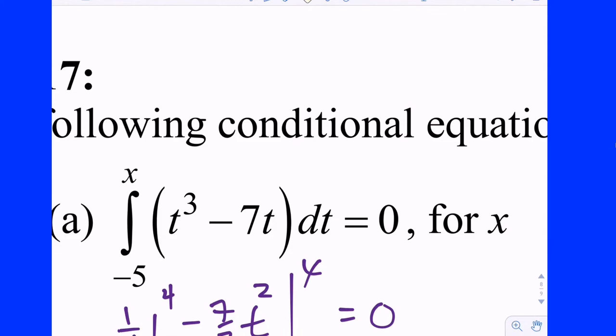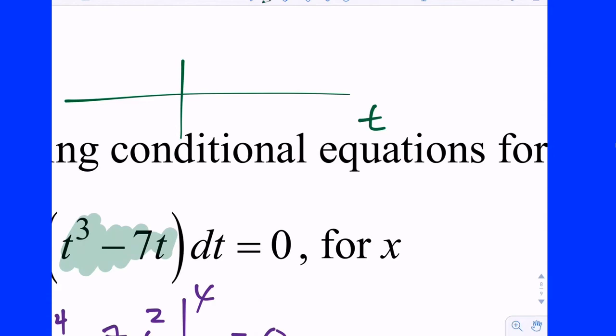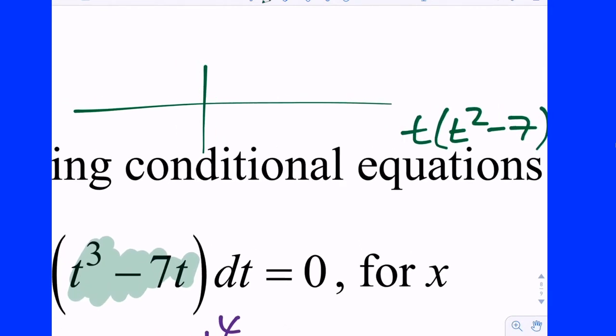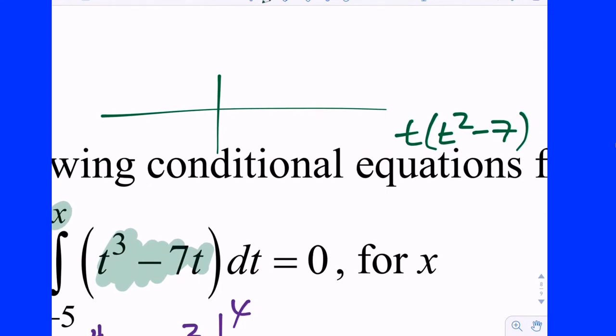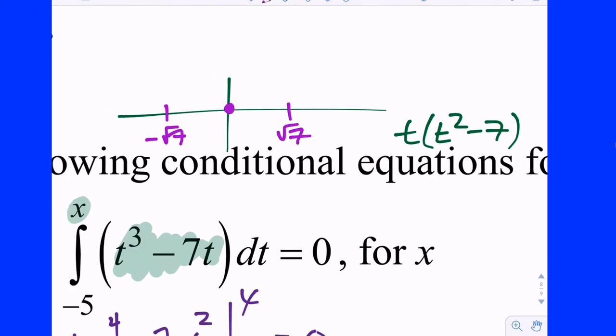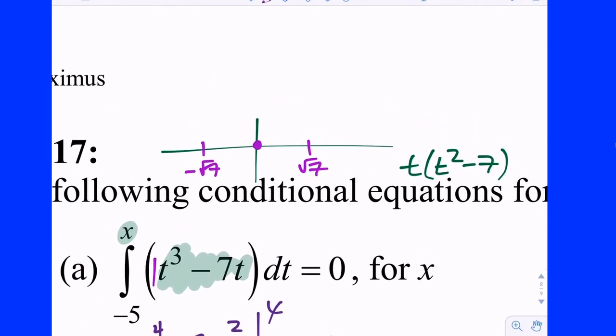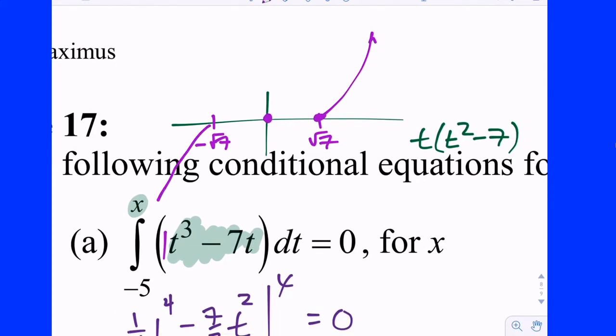We're trying to find the net accumulation from -5 to x of t cubed minus 7t. Now, look at t cubed minus 7t. I'm not sure what the graph actually looks like, but you could get a little hint. If you factored out a t and you get t squared minus 7, it looks like it passes through the x-axis at 0 and then plus or minus the square root of 7. And because the leading coefficient is positive, I know it's going to exit the top, and it's a cubic, so it's going to come in the bottom.